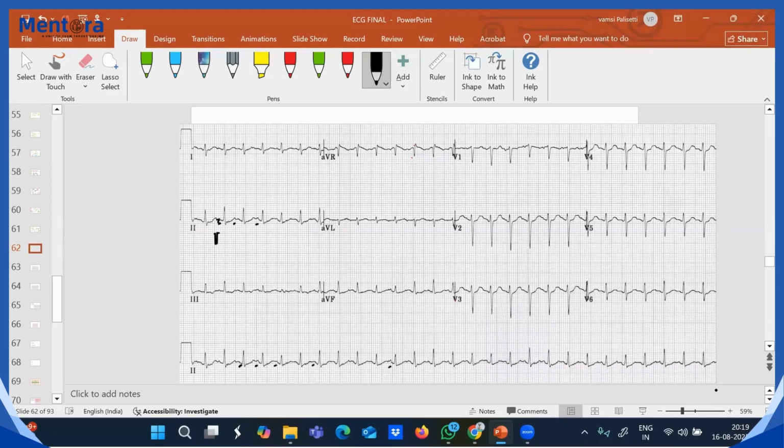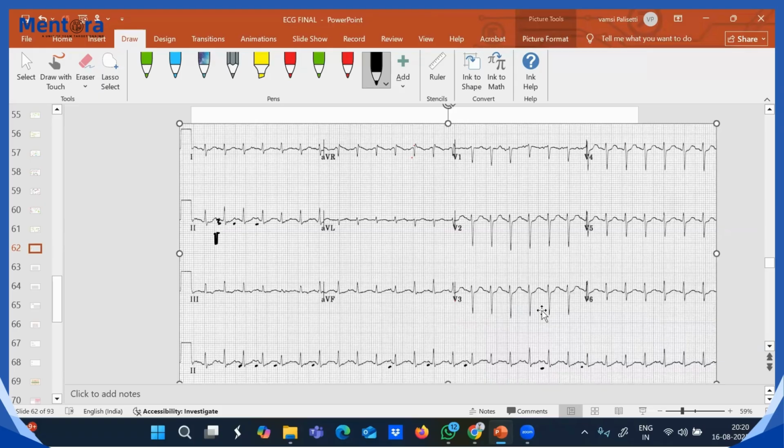But the morphology is different. What? Three types of morphology of P waves are seen. There are no three different morphologies. It's just sinus tachycardia. That's why I kept this ECG. It's just sinus tachycardia. Okay. Nothing else.